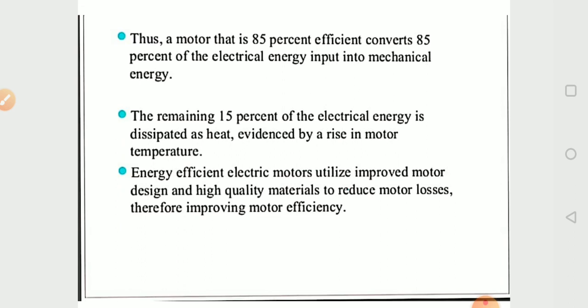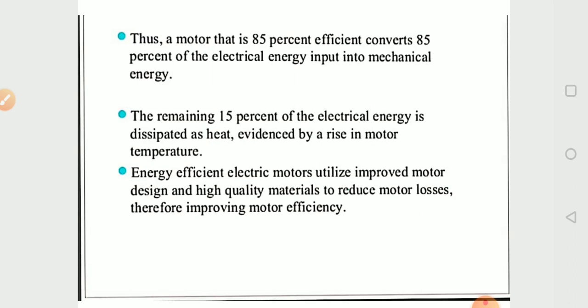If we say a motor is 80% efficient, it means it converts 80% of the electrical energy input into mechanical energy. The remaining 20% of electrical energy is dissipated in the form of heat. These are the losses, by which the motor temperature rises.